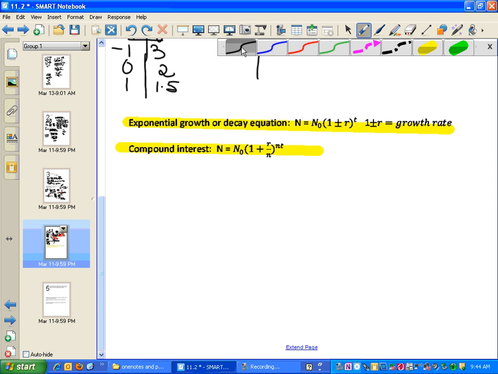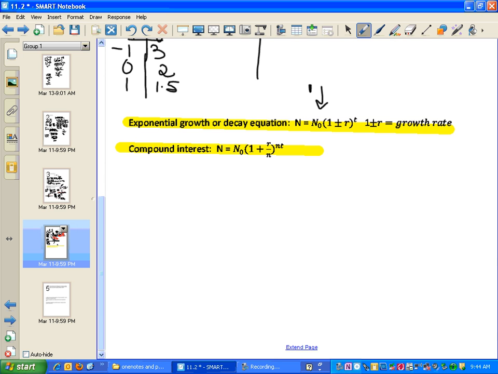Okay. So remember, let's think about this. If n sub naught is our beginning amount, how much we start with, r is our rate, but do we ever write a rate in the percent form? We always want our rate as a decimal, okay? Make sure you do a decimal.